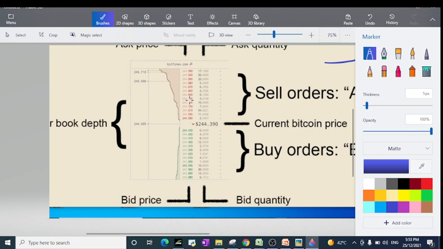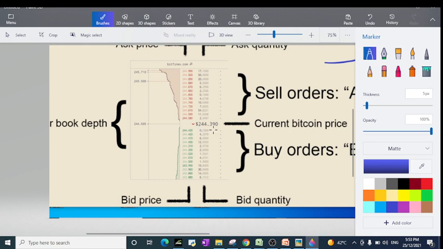So how does price move? For price to move up, you have to have an aggressive buyer. This is so important. You must have an aggressive buyer willing to push prices higher.